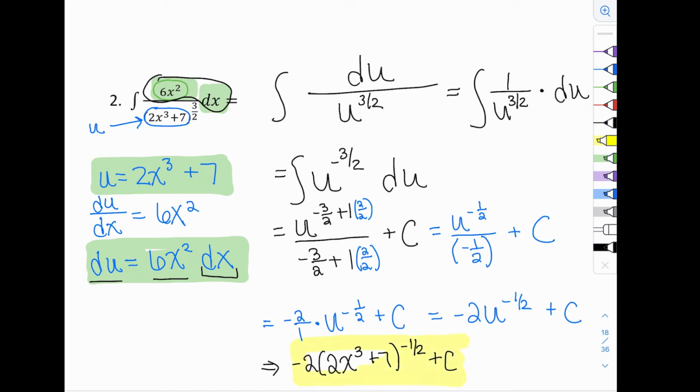This would be our final answer, and you could check your work by going ahead and taking the derivative of this part in yellow. And then before I go to the next example, I'll just show you, you could rewrite this a little bit. So the negative exponent means that I could move that part to the denominator. The 1/2 means I could convert it to a square root. So this is actually the same thing as negative 2 over the square root of 2x cubed plus 7, all plus c. That's another way to write the final answer.